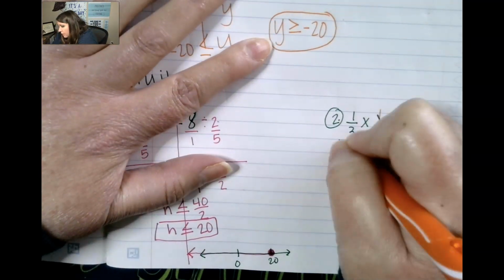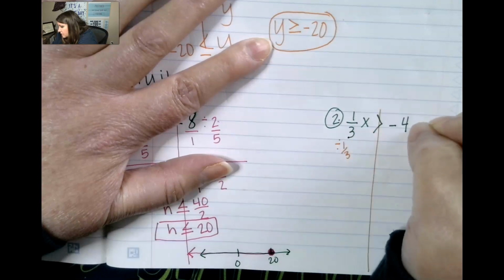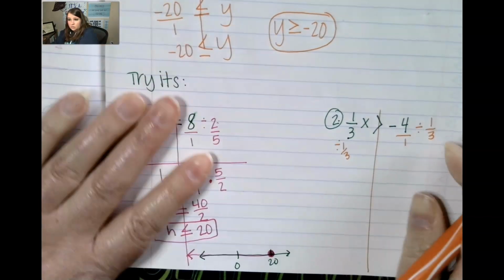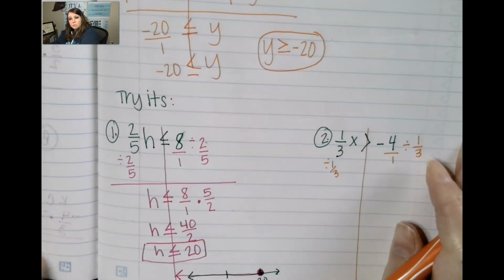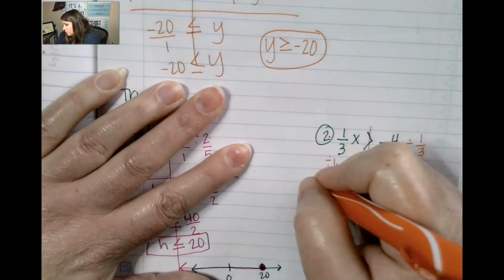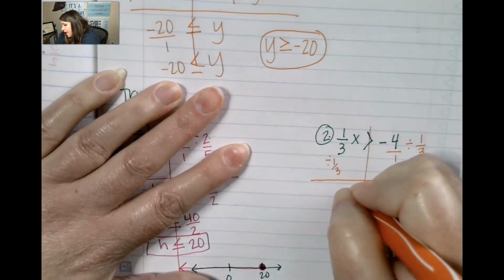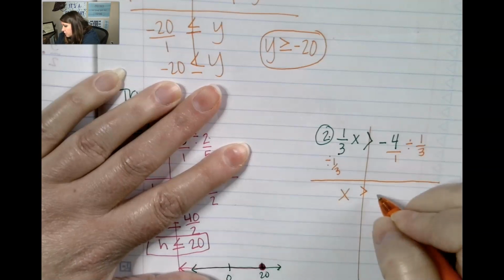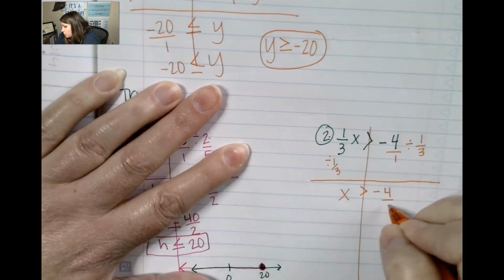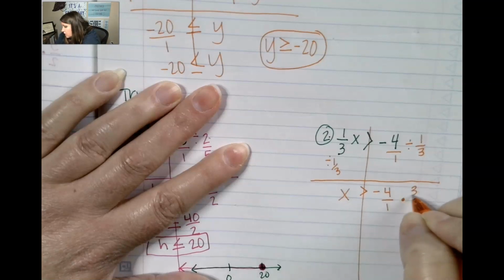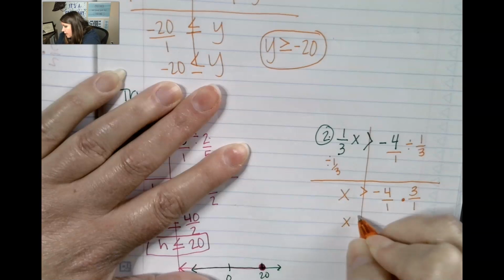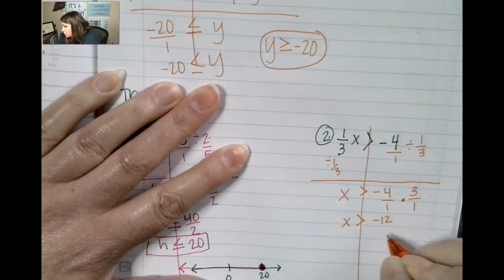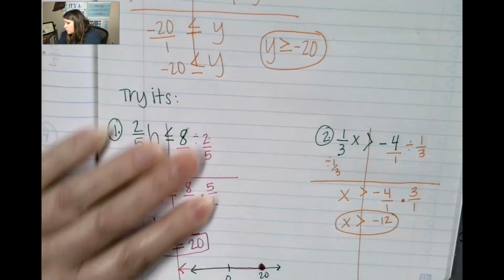Okay, I need to divide by 1/3 and divide by 1/3. Again, dividing a fraction by a fraction, I need to keep it, change it, flip it. That's just going to give me x by itself. And on this side, I'm going to keep it, change it, flip it. So -4 over 1 times 3 over 1. X is greater than -12 over 1, or x is greater than -12.